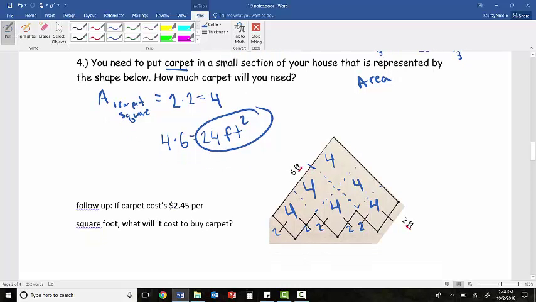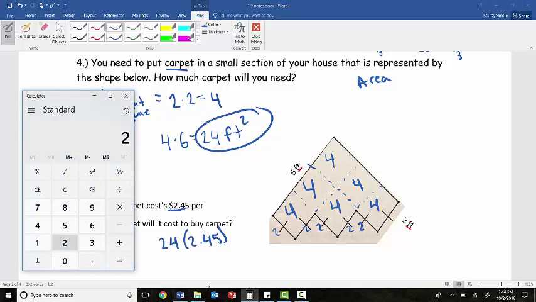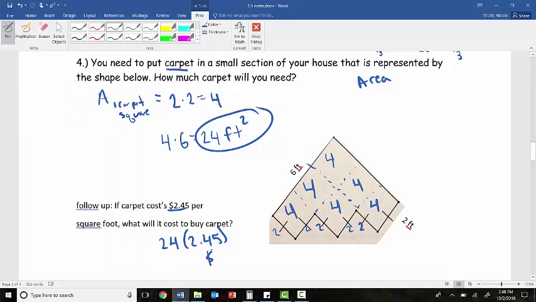This is a follow-up question. It's $2.45 per square foot, so it means you're going to have to take your total area and you're going to need to multiply it by $2.45. So it looks like it's going to be $58.80.